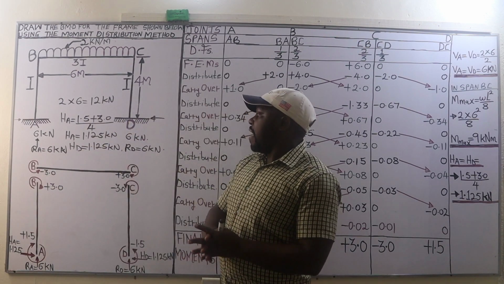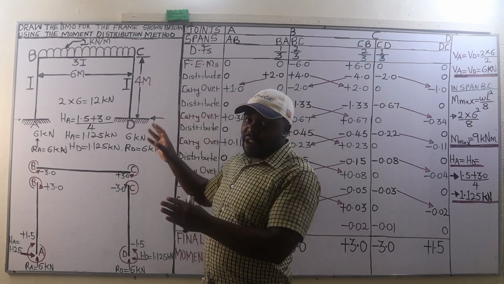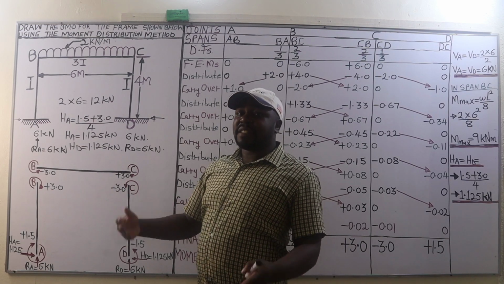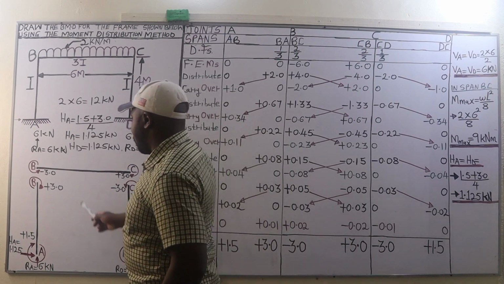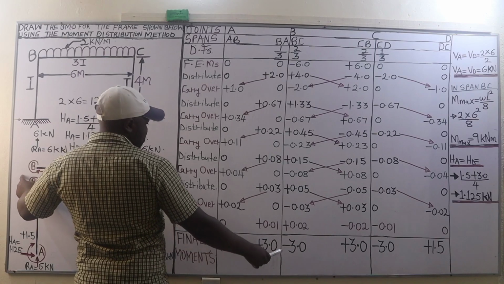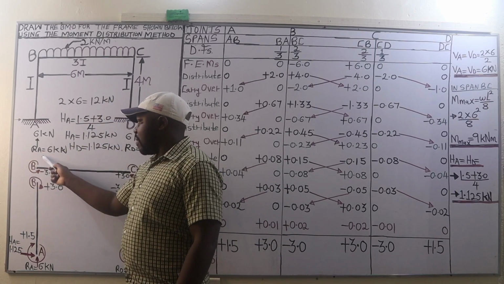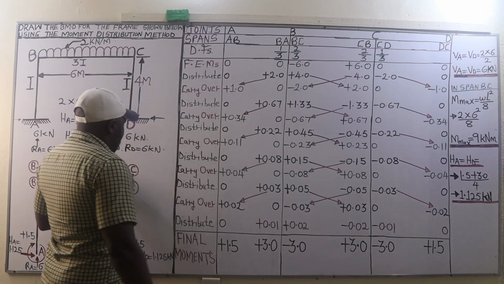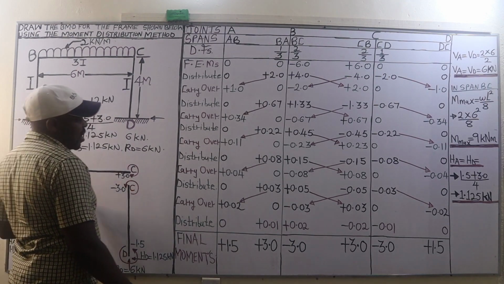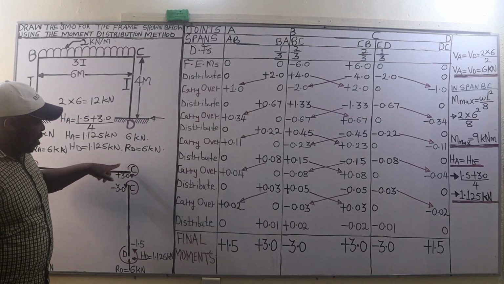Remember I said that for us to be able to analyze a portal frame, we have to open it up and treat it as a continuous three-span beam. Then on member BC, at joint B, we got negative 3.0 kilonewton meters. That means that is an anti-clockwise moment. Then on member CB, at joint C, we got positive 3.0 kilonewton meters, meaning that that is a clockwise moment.